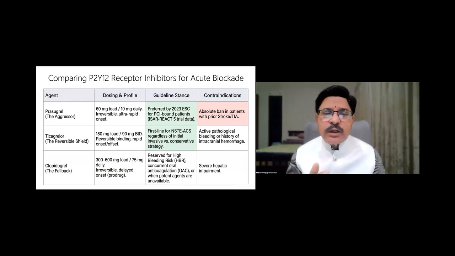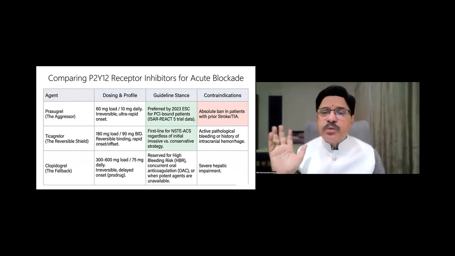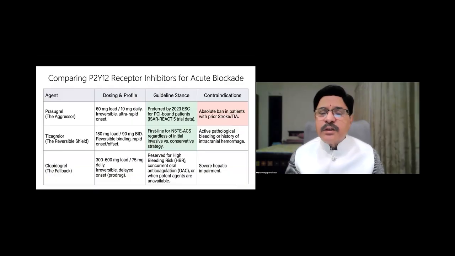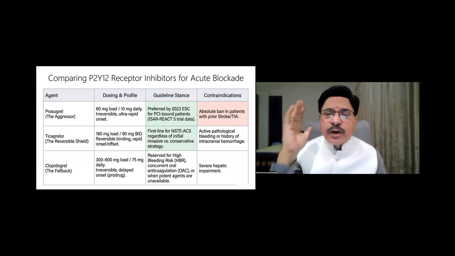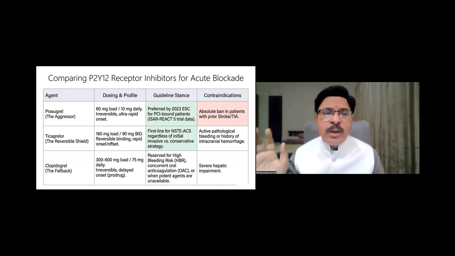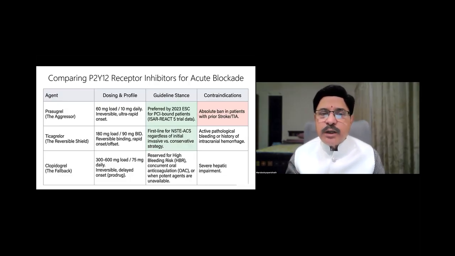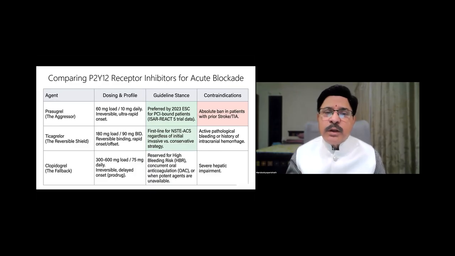Ticagrelor, reversible, 180 milligrams loading, 90 milligrams BID. First line for NSTE-ACS, regardless of the initial invasive or conservative strategy. Active pathological bleeding and history of intracranial hemorrhage are contraindications. Prasugrel, I can give 60 milligrams loading, 10 milligrams daily. It is irreversible and ultra rapid in its action, preferred by the guidelines. Absolute ban in patients with stroke and TIA.